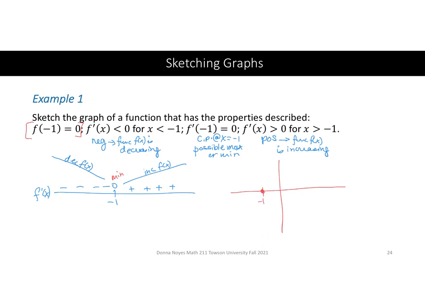What our first derivative is telling us is that our function is decreasing all the way to that -1, and it's increasing all the way after. So what that likely looks like is something like this. It looks like a quadratic.